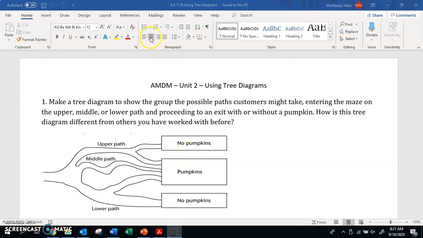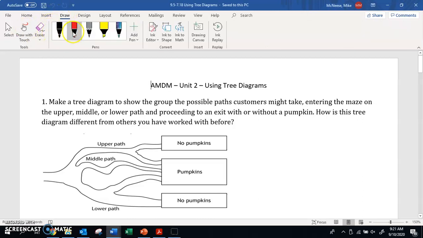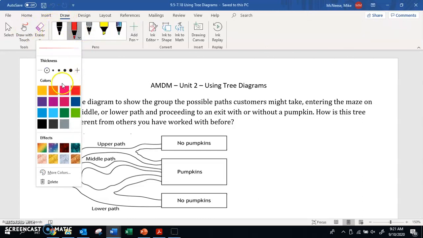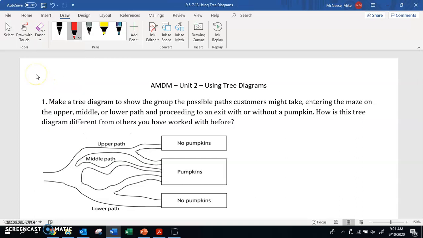Okay, so in this video, we're going to be talking about the first half of our tree diagram notes. So tree diagrams are really helpful whenever you have multiple options branching off from previous options. So it says, make a tree diagram to show the group the possible paths customers might take entering the maze in the upper, middle, or lower path, proceeding to an exit with or without a pumpkin.